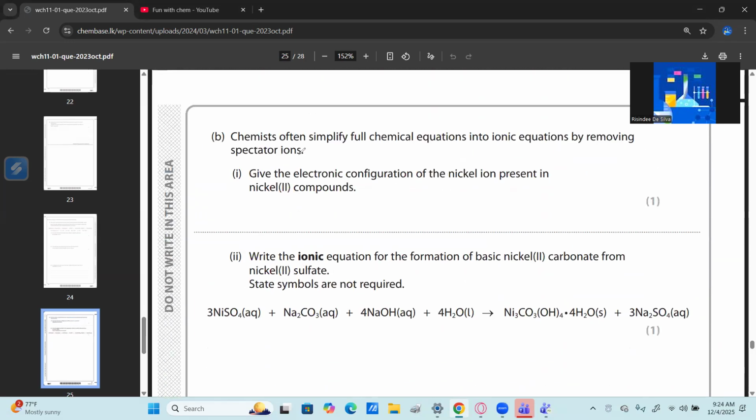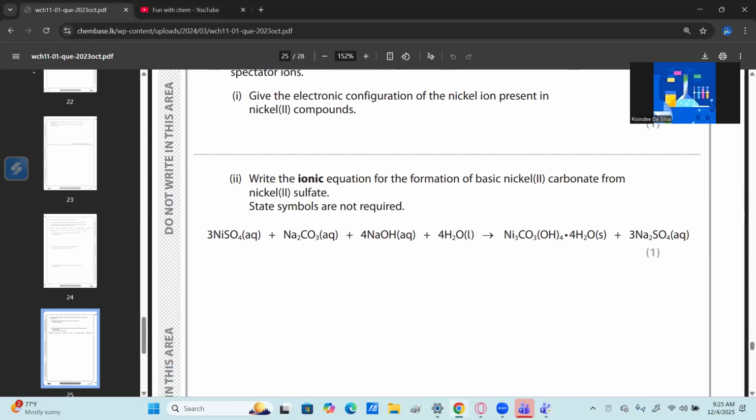Give the electronic configuration of nickel ion present in nickel compound. So nickel is 28. We can write 1s2, 2s2, 2p6, 3s2, 3p6, 4s2, and 3d8. From that, if you remove 2 plus, we are removing only from the outer electrons, and the outer electrons are in the 4s orbital. So this is the electronic configuration of nickel ion, 3d8.